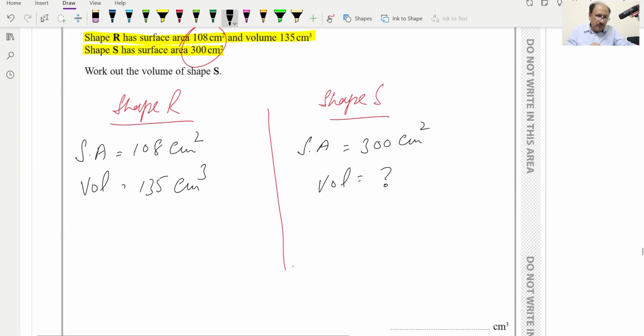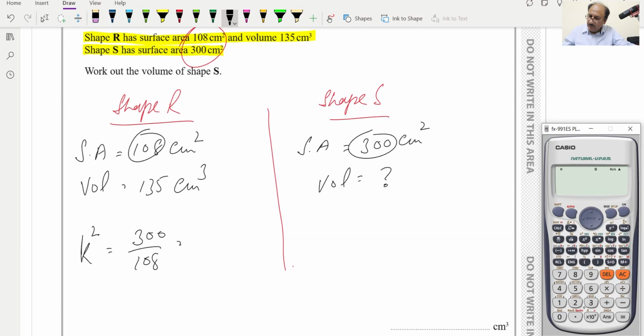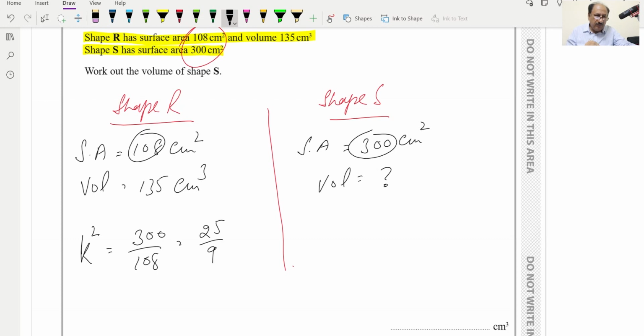So what we will do, we will check the surface area ratio. So k square will be taken in case of surface area. It will be 300 divided by 108, and this will be equal to 300 divided by 108, which is 25 over 9. This is the k square value. So k will be equal to 5 by 3, and this is the conversion ratio.